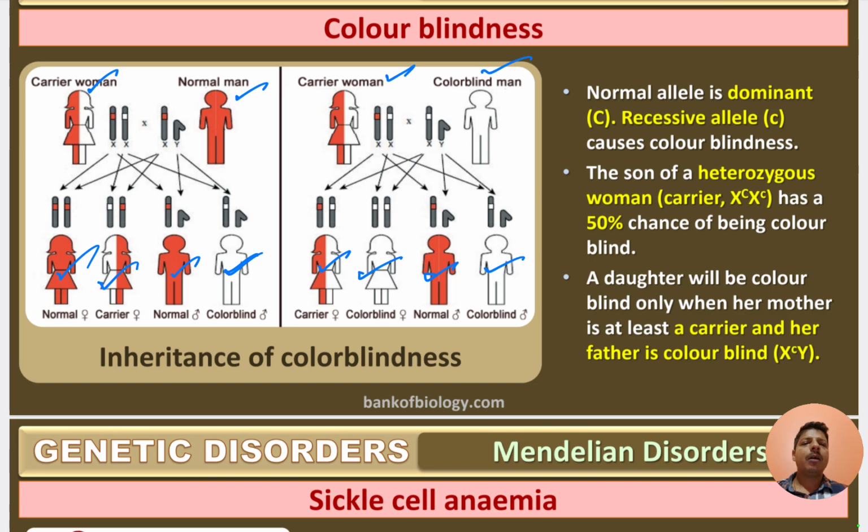That's why the normal allele is dominant. The recessive allele causes color blindness. The son of a heterozygous woman has a 50% chance of being color blind, and the other half will be normal. The daughter will be color blind only when her mother is at least a carrier and her father is color blind.